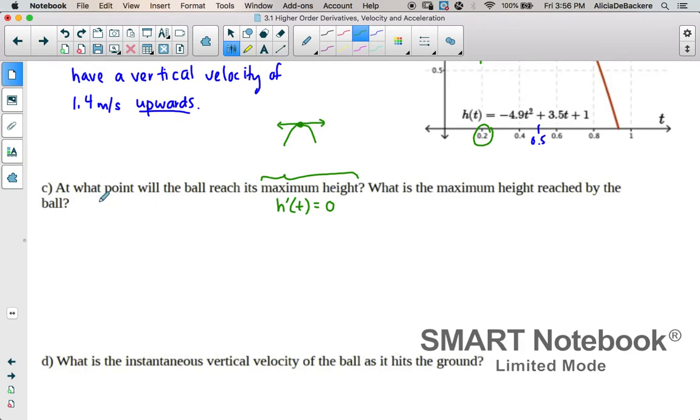So if I want to find at what point, it's asking me to find the t values. And I want to find the t that makes this statement true. So we're going to plug in our derivative here. We know the equation of the derivative, and we want to know when it equals 0. And I would include this in my solution. And then I can rearrange and solve this. So bringing over the 3.5 and then dividing out the negative 9.8.